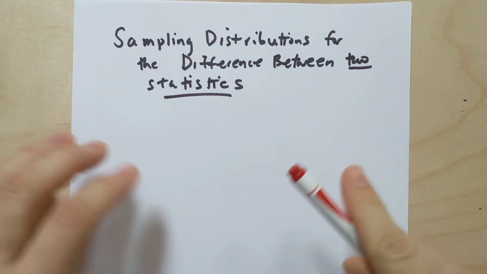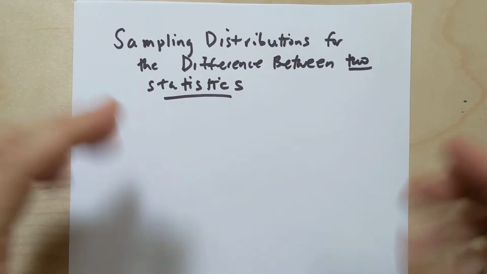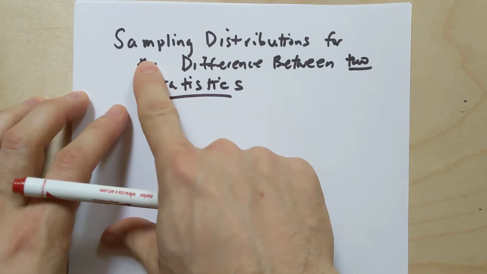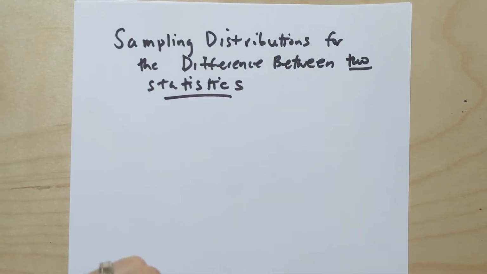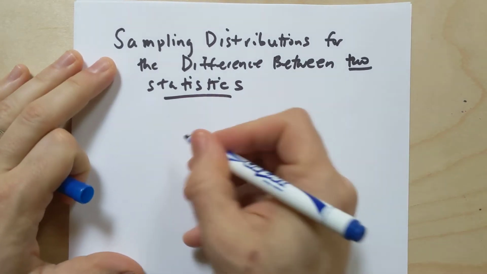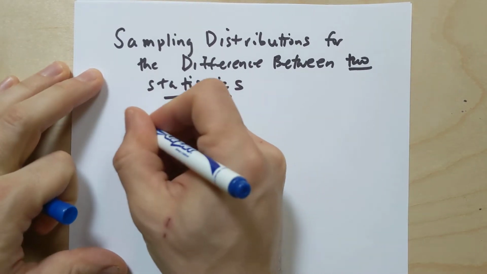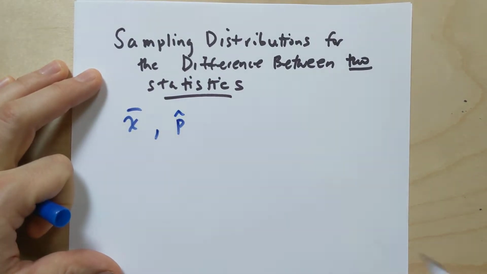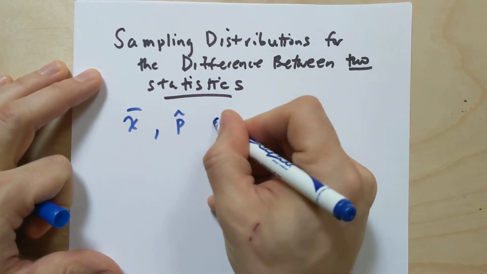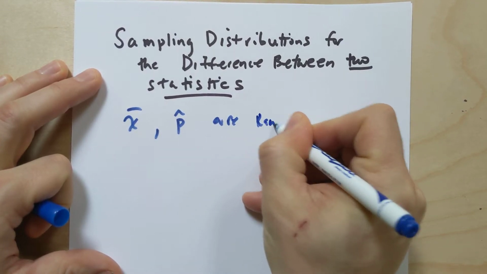Hey statisticians, today we're going to look at a video where we're going to learn about and do some examples for learning about sampling distributions for the difference between two statistics. Now, if you remember back in the day when we first started talking about random variables, believe it or not, the statistics we calculate, like a sample mean or a sample proportion, these guys are random variables.